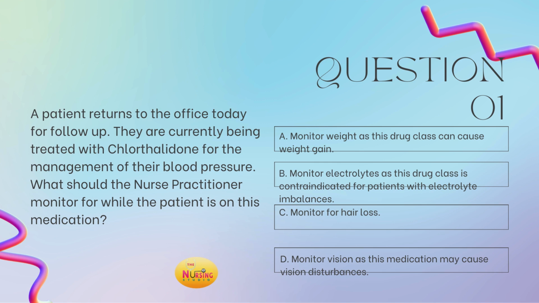So I always recommend when you are receiving medication questions, immediately think of the drug class. If you know the drug class, that gives you tons of answers. If you're stuck, look at the ending, see if there's any clues to help you group it into a drug class so that you're not trying to pinpoint every individual medication, right? So we know that chlorothalidone is a thiazide, right? So your best answer here is B. You want to monitor electrolytes as this drug class is contraindicated for patients with electrolyte imbalances. Thiazides cause various electrolyte imbalances, so they always tell you to monitor before initiating and continue to follow those as they're on those treatments, okay?